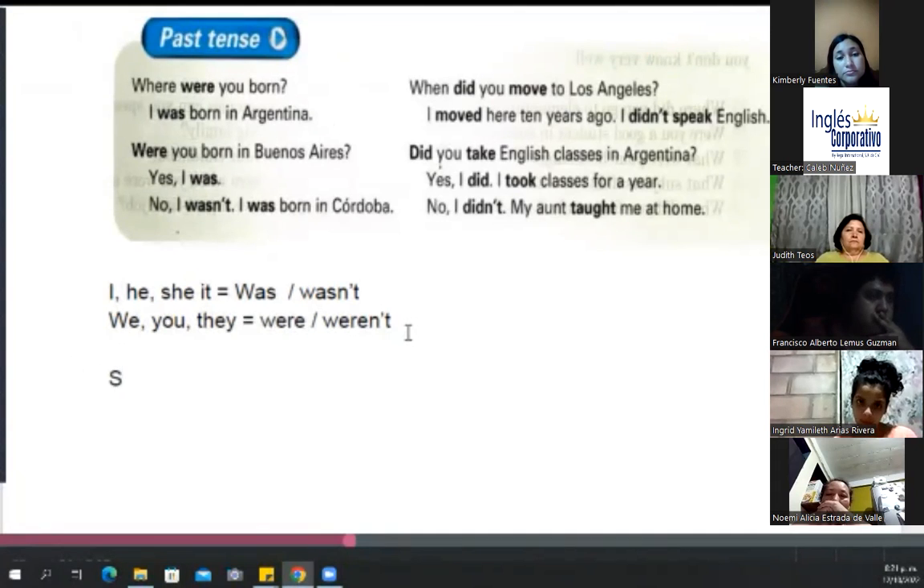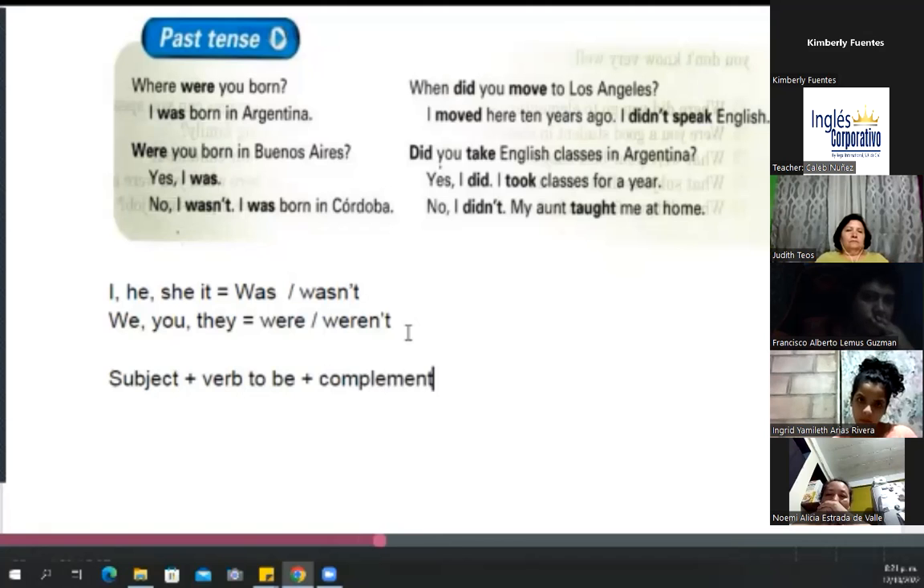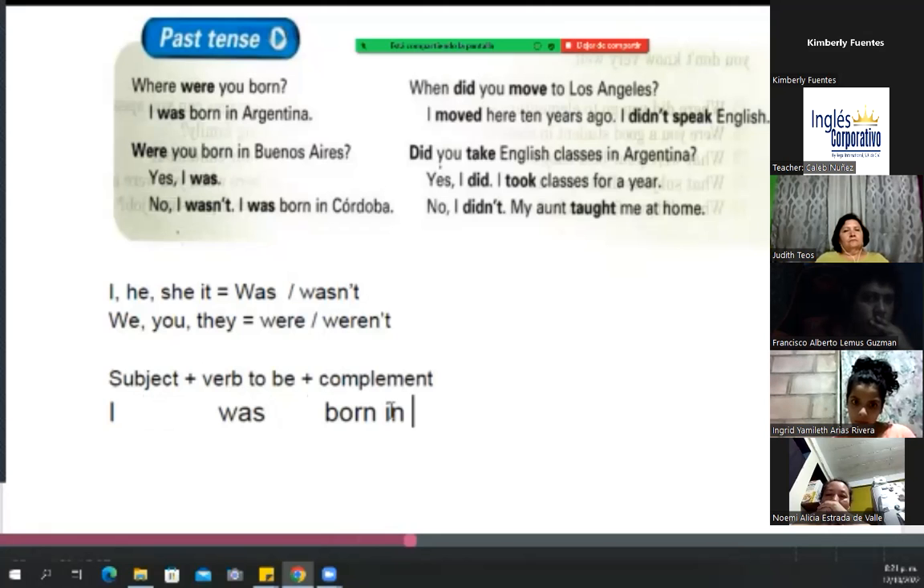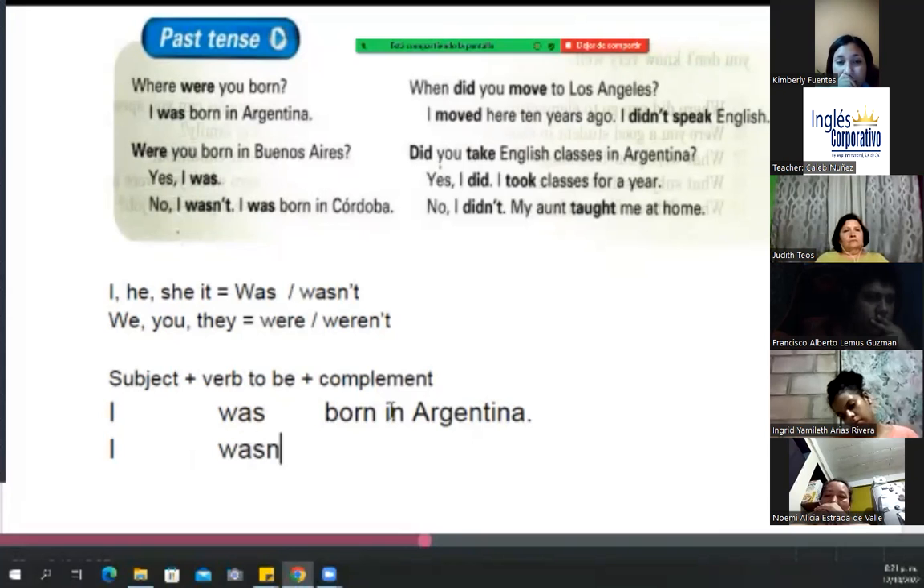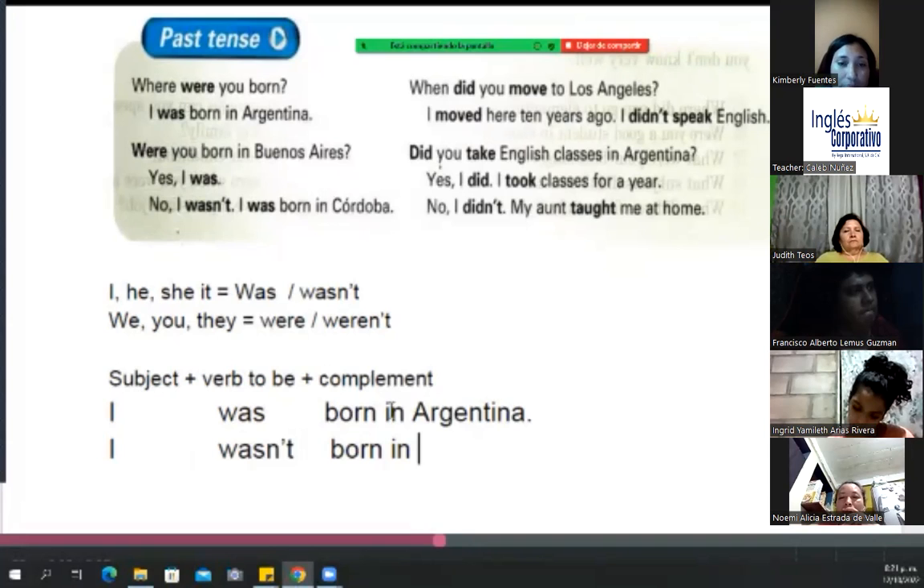So let me quickly explain what the structure looks like. In order to do that, we're going to have a subject plus the verb to be in the past, and then we're going to have some sort of complement. So the example is, I was born in Argentina, okay. And then I also want to give a negative statement. So I want to say I wasn't born in China. This is the first example that I gave you at the beginning.